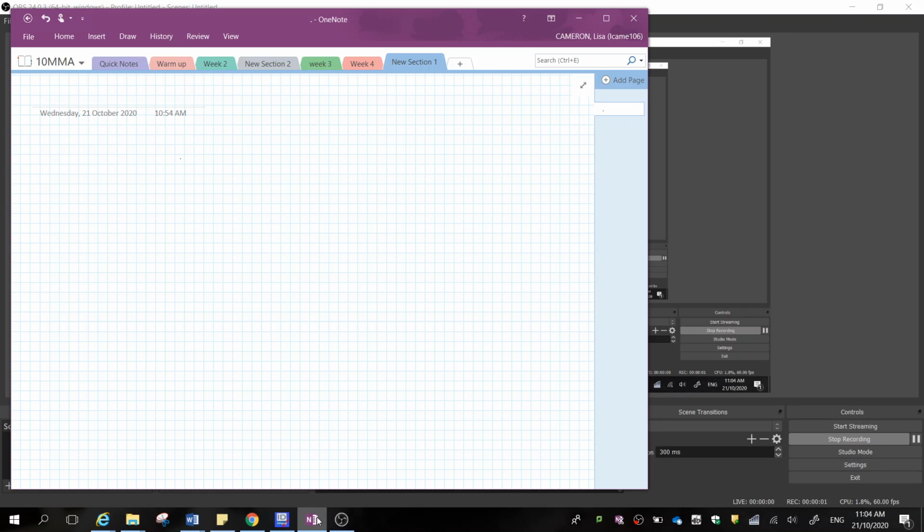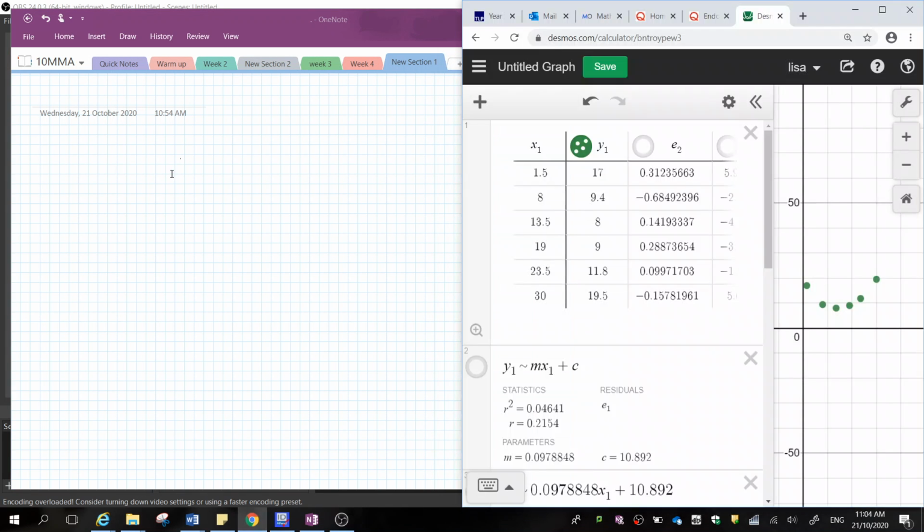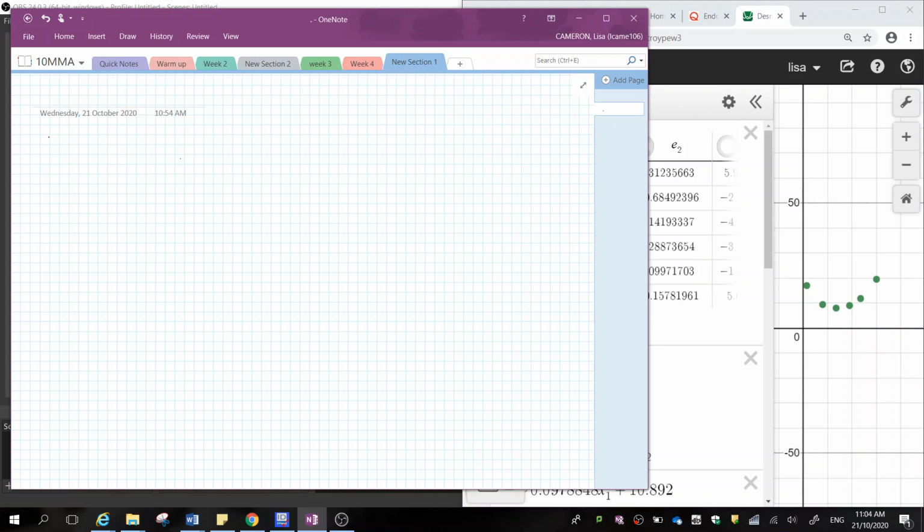Okay, so we're going to look at how to get your coordinates into turning point form. Just to refresh your memory, turning point form is y equals a(x minus h)² plus k, where h is your x coordinate and k is your y coordinate.